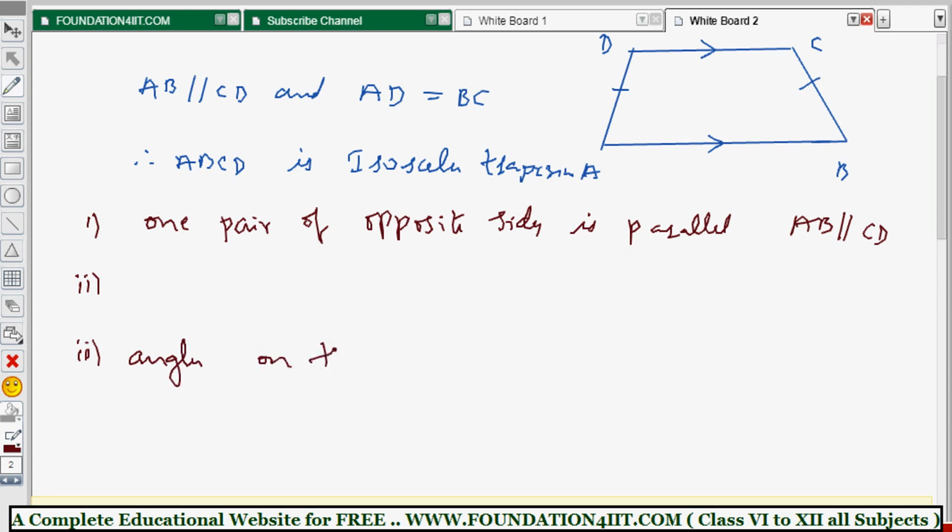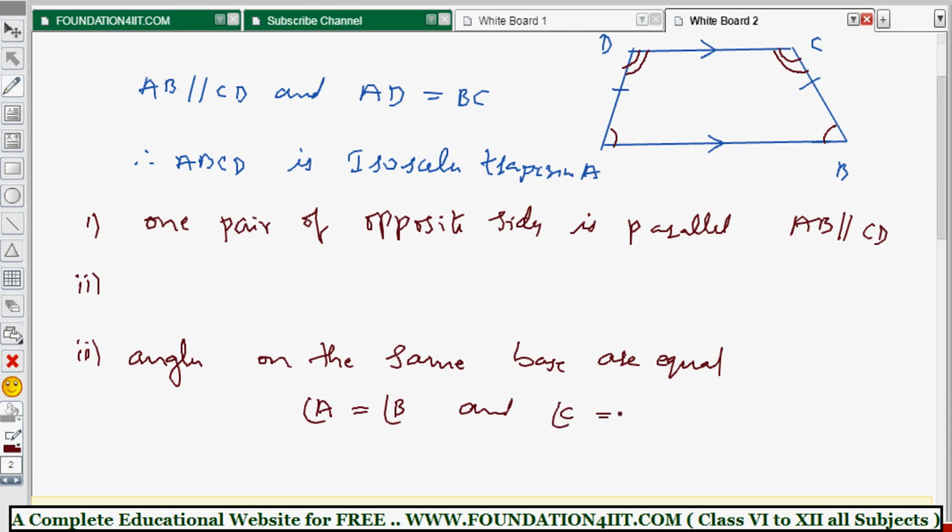Angles on the same base are equal. So here, the same base has angle A and angle B, so these both are equal. At the same time, angle D and angle C are also equal, right? So angle A is equal to angle B, on the same base, only on parallel sides, and angle C is equal to angle D.